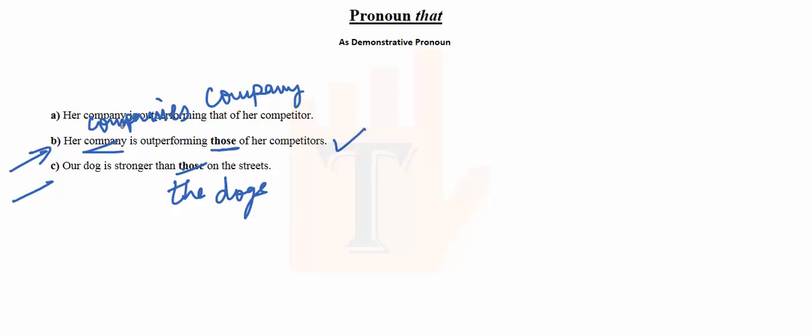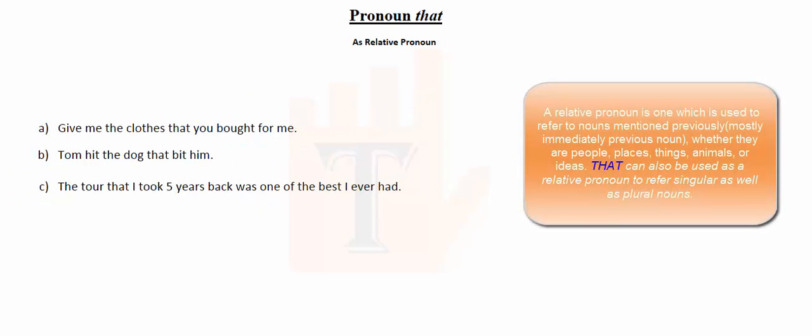Similarly, in the above example, if you want to keep it singular itself, her company is outperforming the companies of her competitors. That is one perfect correction. Fine. So this is the demonstrative pronoun. Let's jump to relative pronouns. Next is the pronoun that as a relative pronoun.